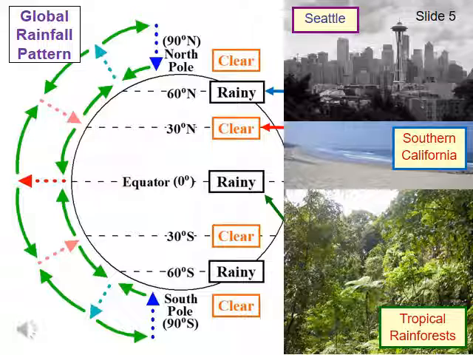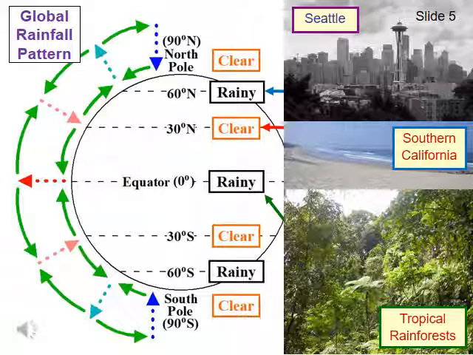Slide 5. The global rainfall pattern. You need to be familiar with the global rainfall pattern shown on the slide, as well as the global wind pattern. If you know where surface winds come together and the air rises, then you know where it is cloudy and rainy. Similarly, where surface winds move apart, air sinks, and the skies are clearer.